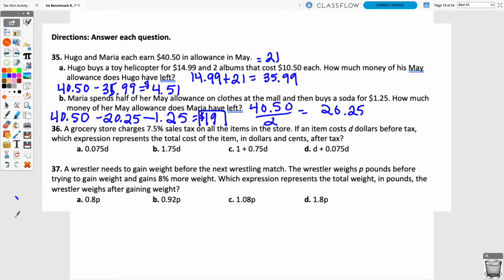On 36, we've got a grocery store charging 7.5% sales tax on all the items. So if an item costs $D before tax, what expression would show the cost after tax? All right guys, so we need something that starts out with the original price, D, and then adds 7.5% to that. So which expression do you see that starts out with that original amount? D starts out with the original. And then this 0.075, do y'all remember in sixth grade changing a percent to a decimal? Like if you had 7.5%, you would move the decimal two spots to the left to change it. Does that ring a bell? So that's what they've done there. They've changed that 7.5% into 0.075, and then they're multiplying it by the original price. So you're taking the original and then 7.5% of the original that you're adding to it. So D would be our correct expression for that one.